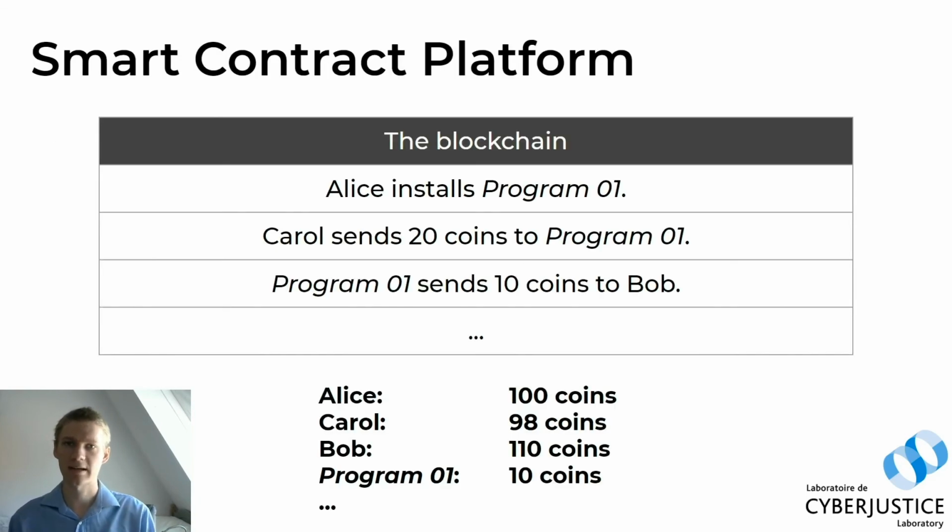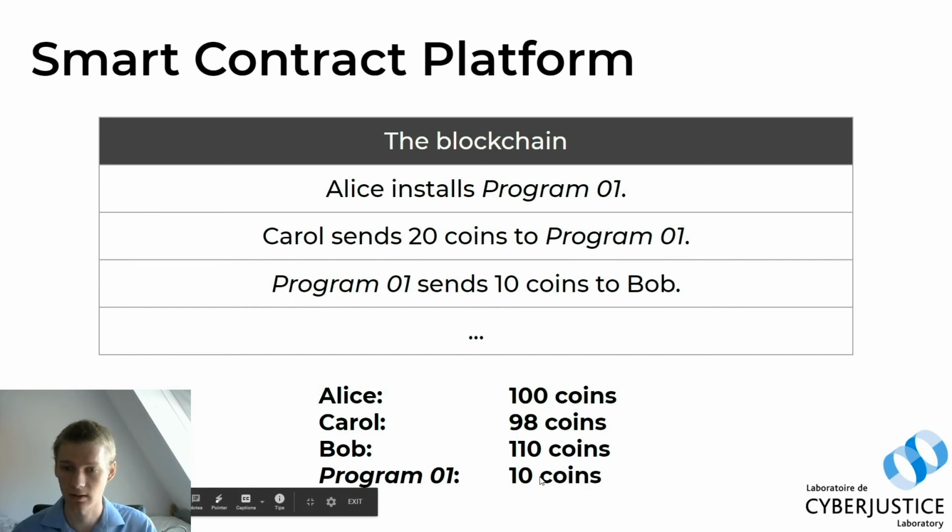So what are then smart contracts? Well, smart contracts extend this paradigm. Instead of just storing transactions, in smart contracts, the blockchain can also store programs and run them. In this example, Alice installs a certain program that she has coded, and it is now part of the blockchain. And instead of just sending money to each other, participants can now send money to this program. So Carol here might send 20 coins to the program. And the program can itself send coins to other participants based on certain rules. So in a way, the blockchain here acts as a global computer that can run programs submitted by the participants. And the program can also hold coins here.